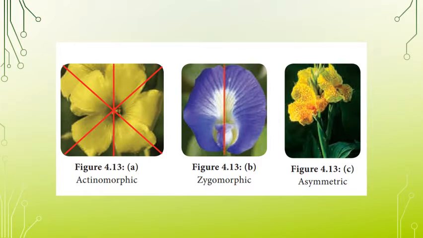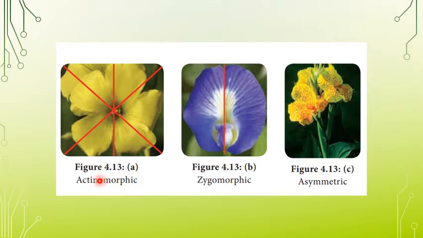So in this image you can see the three symmetries are there. First, that is asymmetric, that is a canna, and the flower cannot be divided into two halves. It can be cut by any plane. किसी भी प्लेन से अगर आप इसे कट करोगे फ्लावर को, तो किसी भी प्लेन से आपको फ्लावर के दो इक्वल पार्ट्स नहीं मिलेंगे. Such type of symmetry is known as asymmetric.